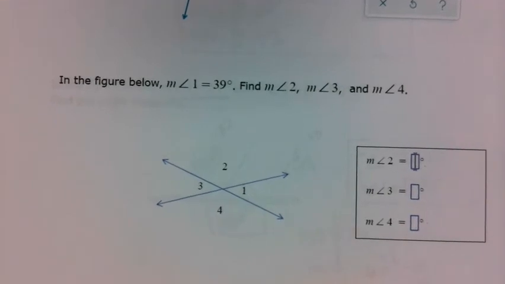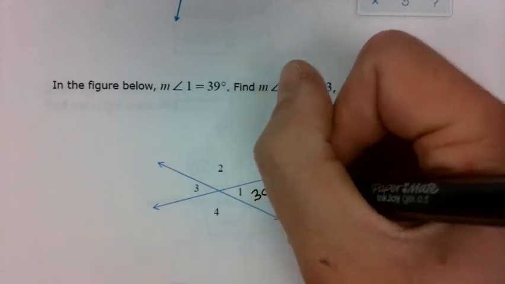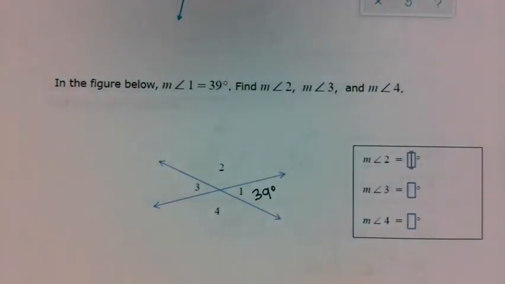All right, so my last problem. In the figure below, the angle measure of 1 is 39. I'm going to draw that in here, 39 degrees. Find the angle measure of 2, 3, and 4.